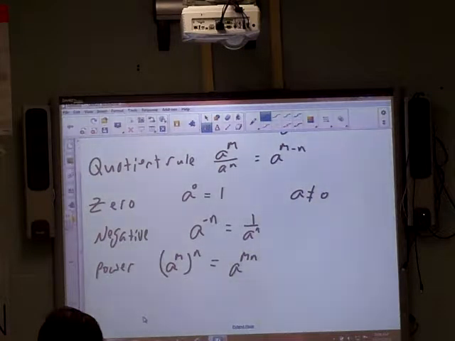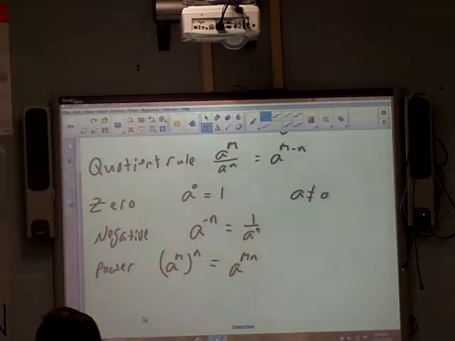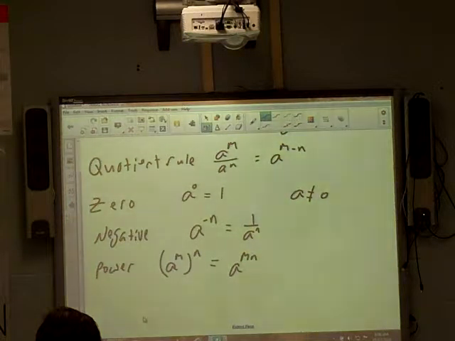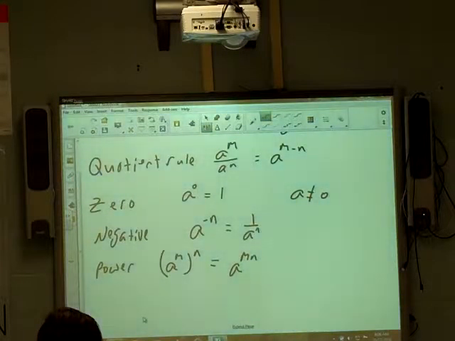Just going to go through. There's some more special ones. It's just rewriting the same ones that we've already done. I'm not going to have you copy all those right now. I just want to go through and simplify some expressions and let you get used to using all the different rules.